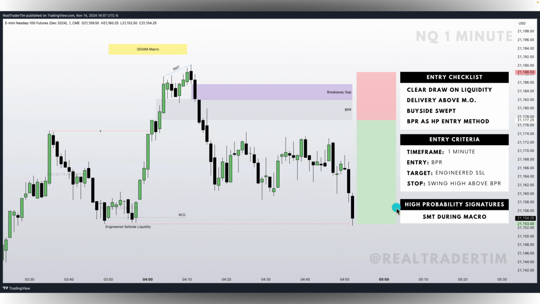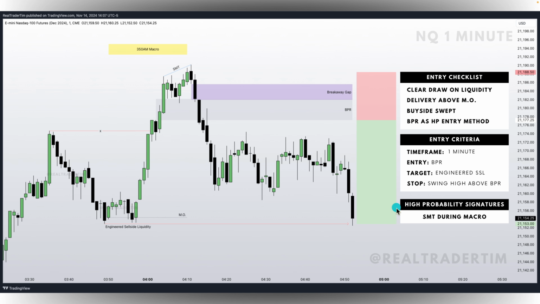So with macro power of 3, we know that manipulation occurs where? For a short setup, above macro's opening price. MO, if you're new to the channel, just stands for macro open. If you ever see that on my charts in this checklist, or you'll often see it on my charts down here, anchored to that macro opening price. As you see here, that gray line is anchored to this first up close candle. That is the 3:50 a.m. 1 minute candle, which is your macro opening price.